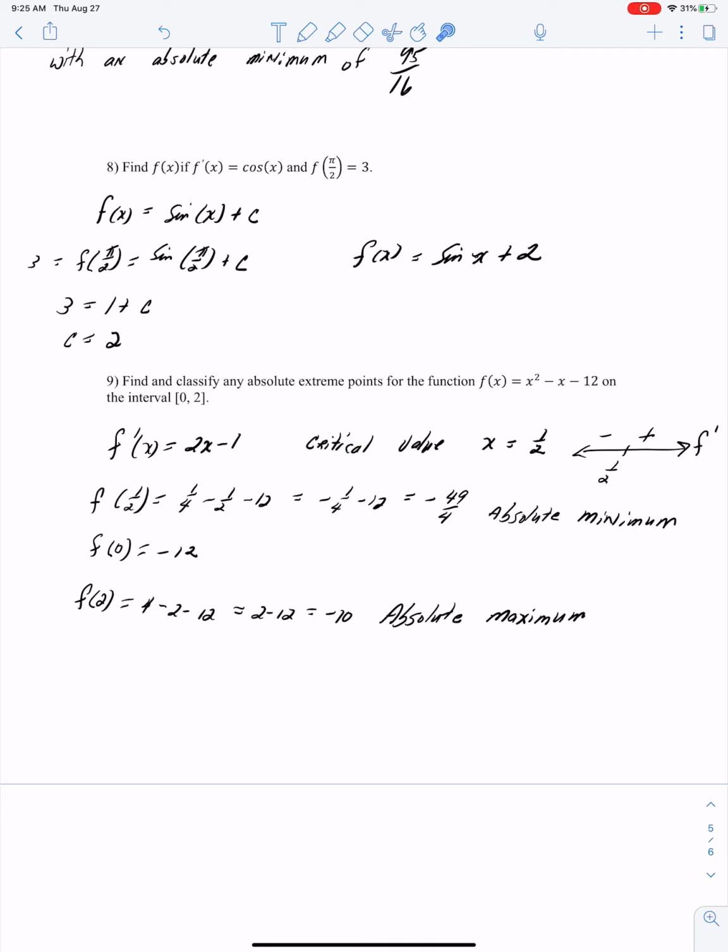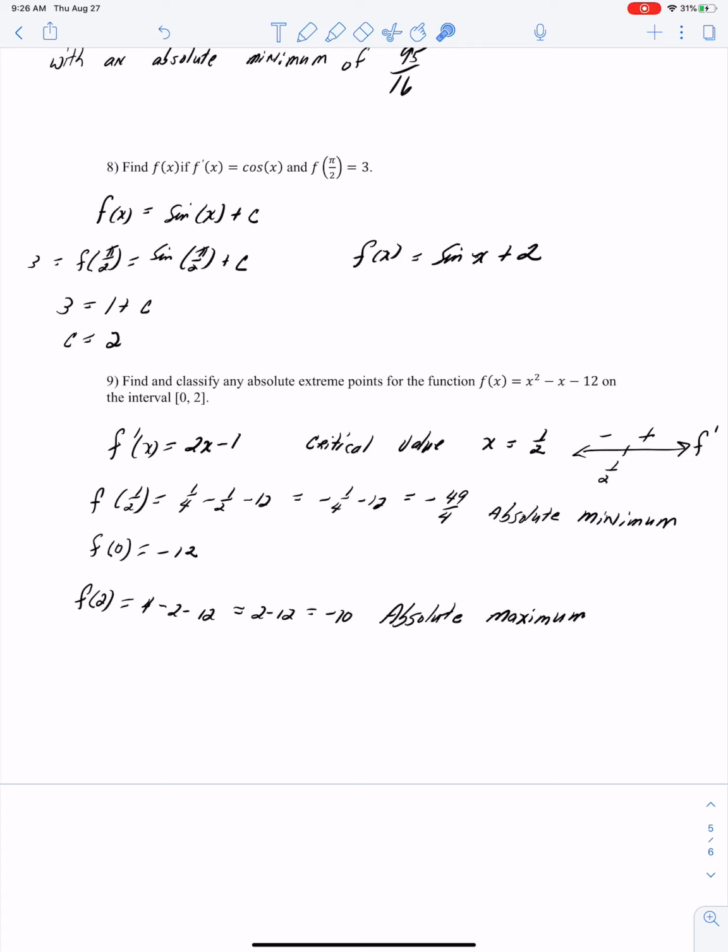So the critical values occur where the first derivative is 0 or undefined. The first derivative is 2x minus 1. It's never undefined. And it's 0 at x equals 1/2. And not only that, it should be easy to see that the function is decreasing into 1/2 and increasing out. That makes 1/2 an absolute minimum.